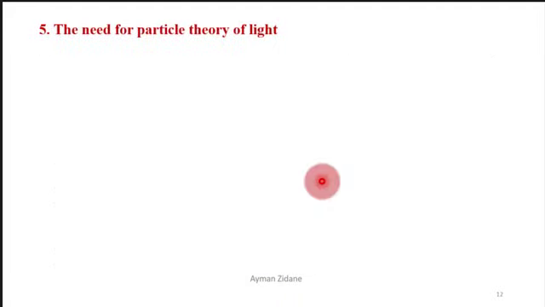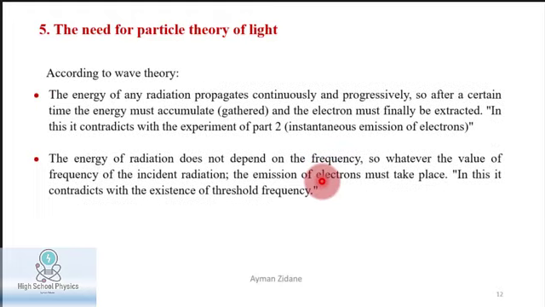The need for a particle theory of light. Why do we need to talk about the particle theory of light? According to wave theory, as we saw in diffraction and interference, light is considered as a wave. But now light must be considered as a particle.